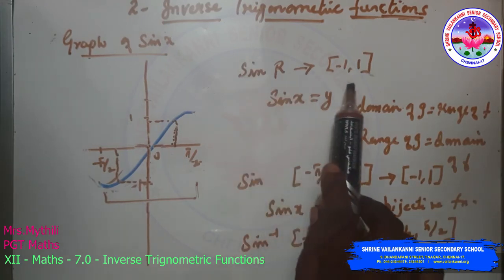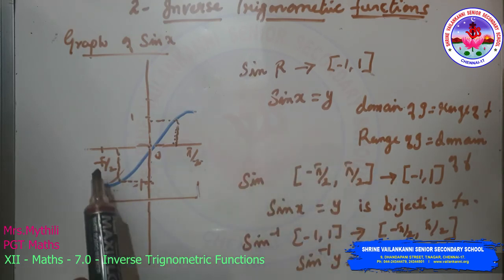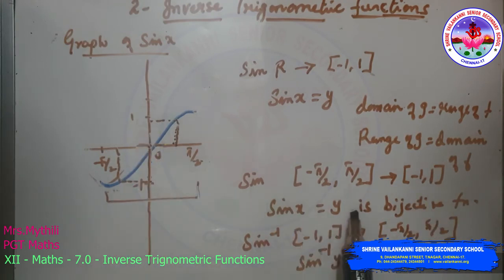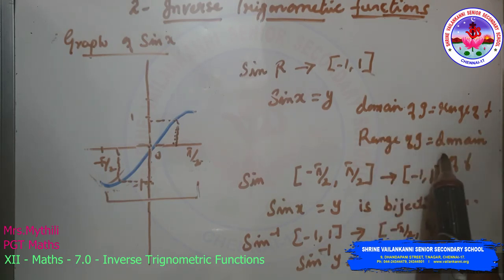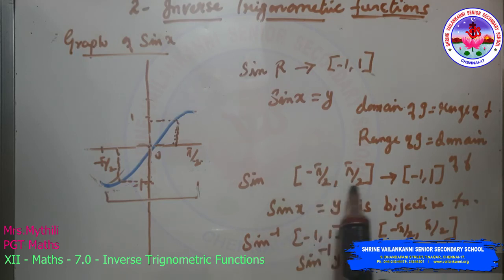Sin is from real numbers to the closed interval -1 comma 1, sin x equal to y. That is, sin is from -pi by 2 to pi by 2 to -1 to 1. So sin x equal to y, which is a bijective function. So sin inverse is from -1 to 1 and the range is -pi by 2 to pi by 2. That is, sin inverse of y equal to x. That is, domain of g equal to range of f and range of g equal to domain of f. That is, the range becomes the domain of sin inverse and the domain is the range of sin inverse.